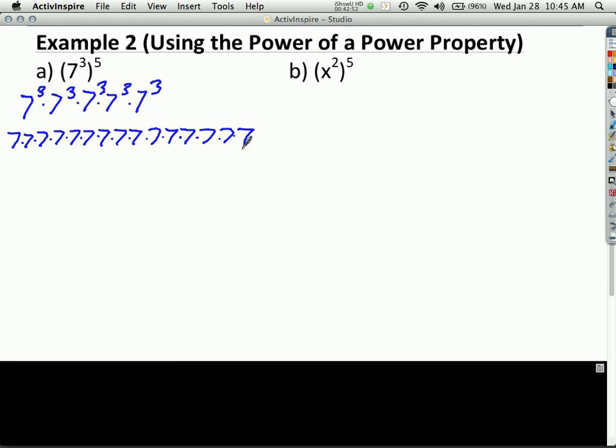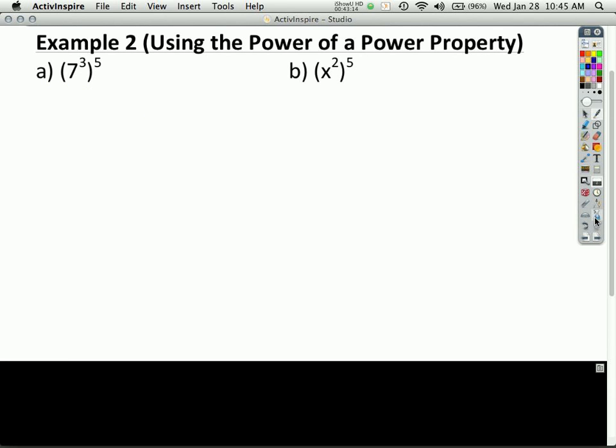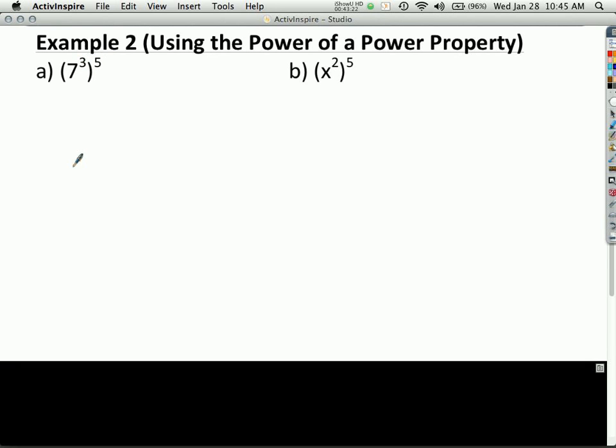So we could do it that way, and now I could count and say, okay, 1, 2, 3, 4, 5, 6, 7, 8, 9, 10, 11, 12, 13, 14, 15. So this would be 7 to the 15th power. I could ask you to do that. Or we could just say, let's use Mr. Gallup's favorite property of all time. Power of a power says if you have a power brought to another power, multiply the exponents. And so 3 times 5 is 15. Whew, that's a lot easier.